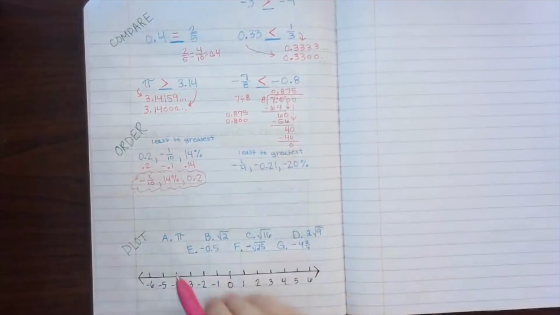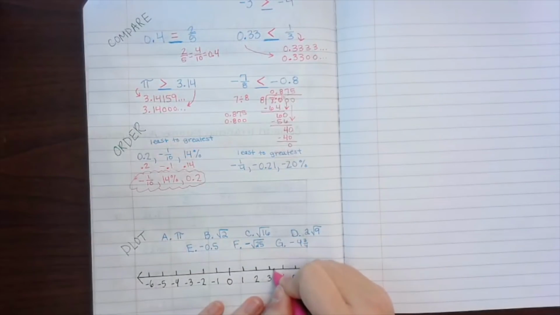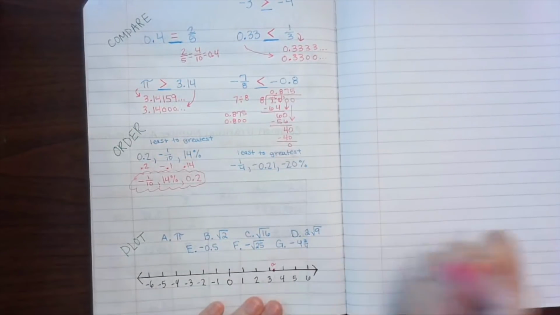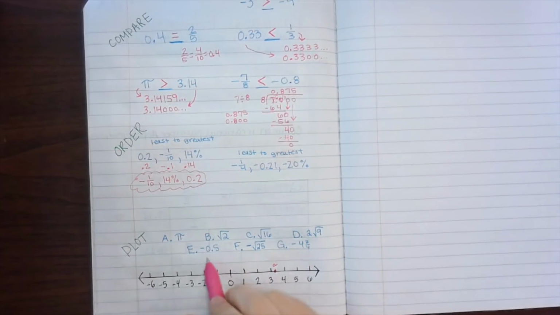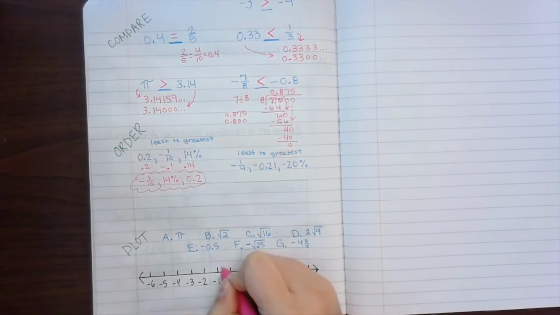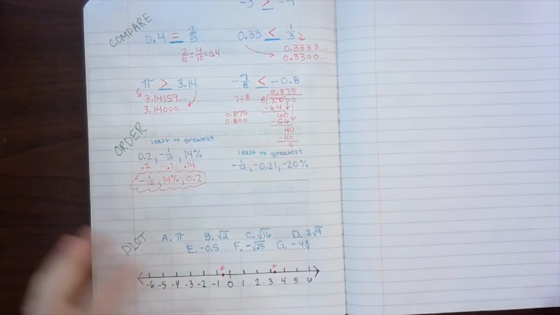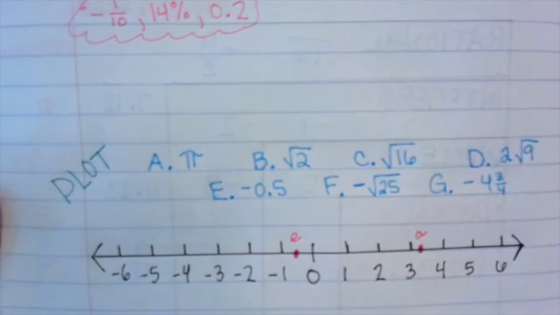Okay, A. Pi is approximately 3.14, so I'm going to make a mark, a dot, slightly more than 3. And I'm going to label that A. All right, E, which is -0.5, is going to be exactly halfway between 0 and -1. I'll put a dot there and label it E. Try the rest out on your own and then check your answers with a partner.